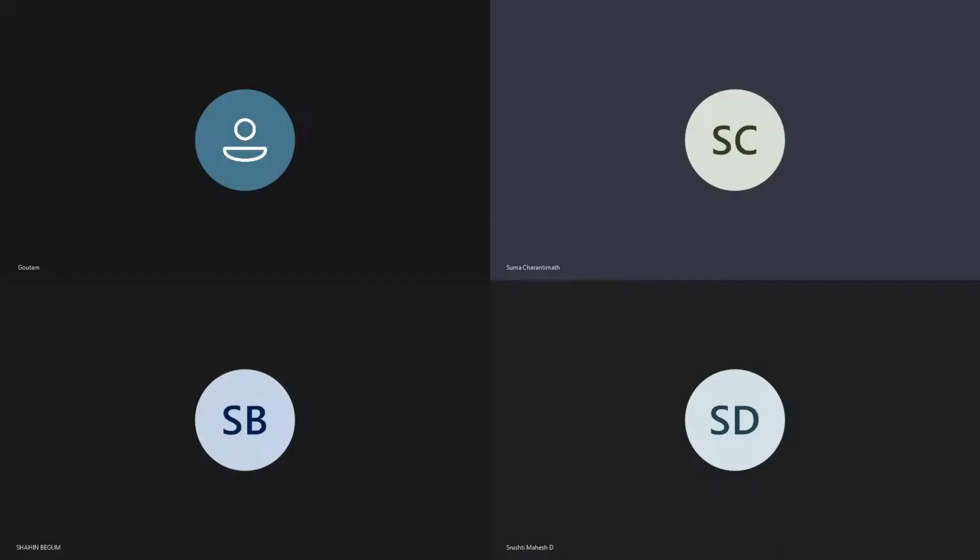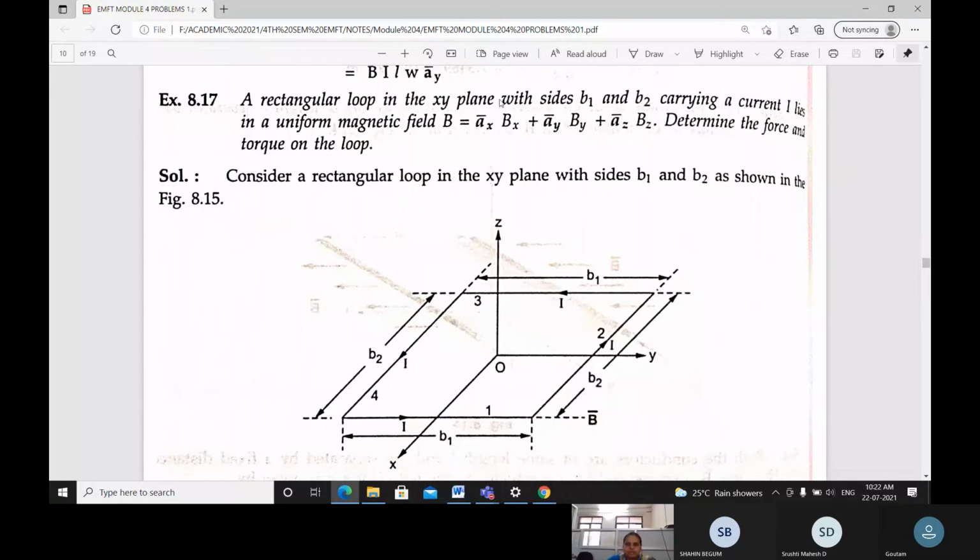In the previous class, we went through some of the problems. We'll continue with the problems of Module 4, the first part of Module 4.